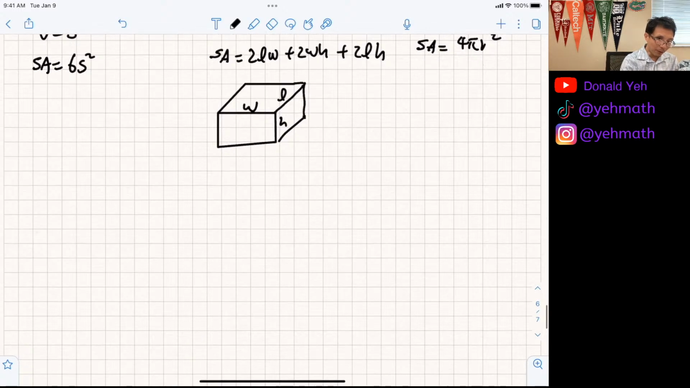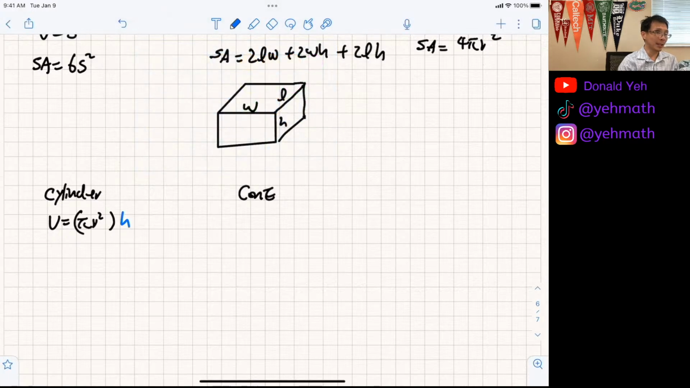The next two shapes I want to talk about are the cylinder and a cone. What is the volume of a cylinder? Pi r squared times height. And those of you guys who still have a problem, remember that? Basically, think about stacking quarters. If a quarter has an area of pi r squared, now if you stack 20 quarters, you just multiply by the height of 20 quarters, and then you find the volume.